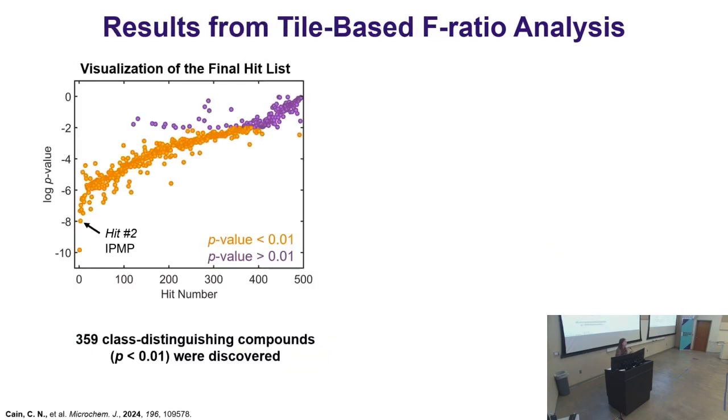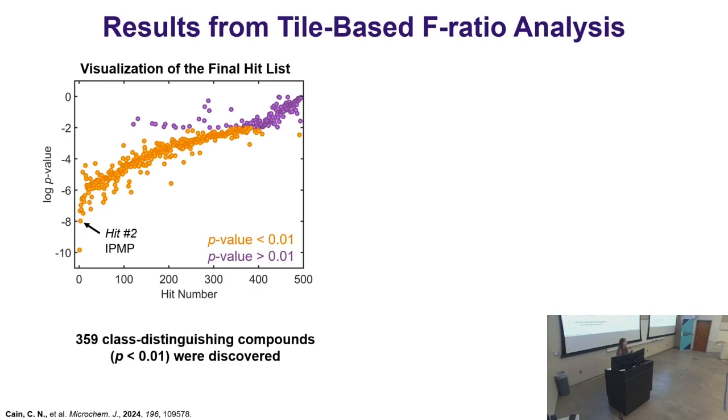So we can visualize our hit list as this scatter plot, where the x-axis shows the hit number and the y-axis shows the log of a p-value from a t-test. All the dots that you see in orange were statistically different with a p-value less than 0.01, while all the analytes that you see in purple are not statistically different between classes and with a p-value greater than 0.01.